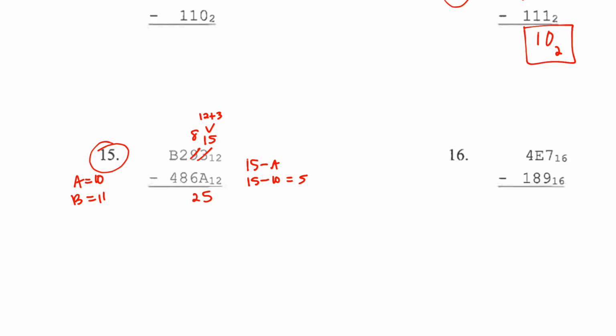8 minus 6 is 2, so that's good. We're going to need help from this B. Remember, B is 11. So we take a 1 away from it to make it 10, and we give a group of 12 to this 2 to make it 14. So 14 minus 8 is 6, and 10 minus 4 is also 6. So 6625, base 12.